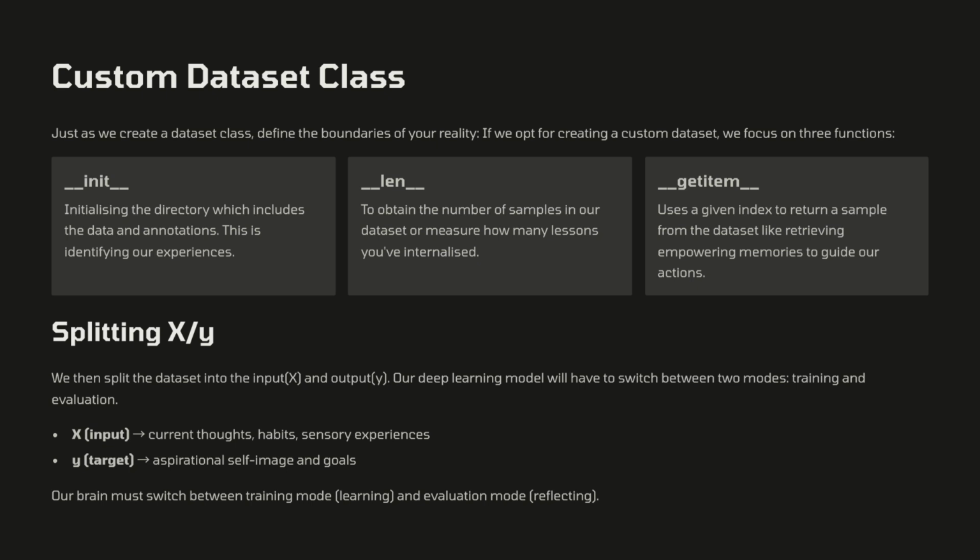We then split the dataset into the input X and output Y. Our deep learning model will have to switch between 2 modes, training and evaluation. X, input, current thoughts, habits, sensory experiences. Y, target, aspirational self-image and goals. Our brain must switch between training mode, learning, and evaluation mode, reflecting.